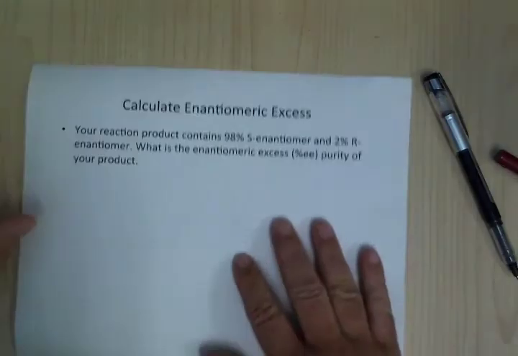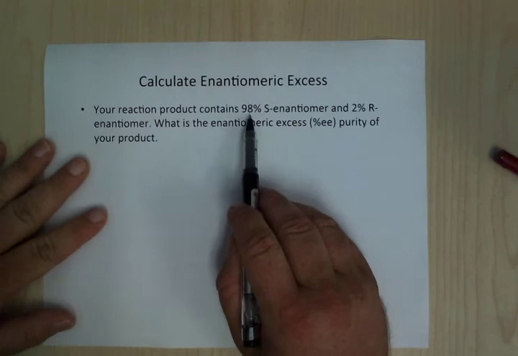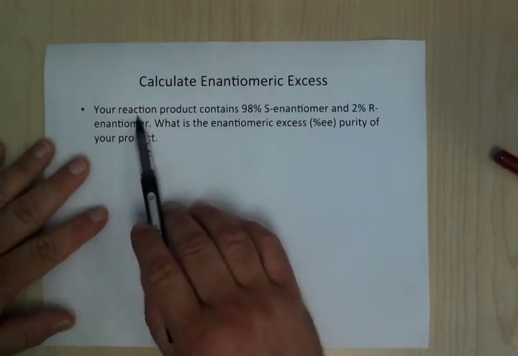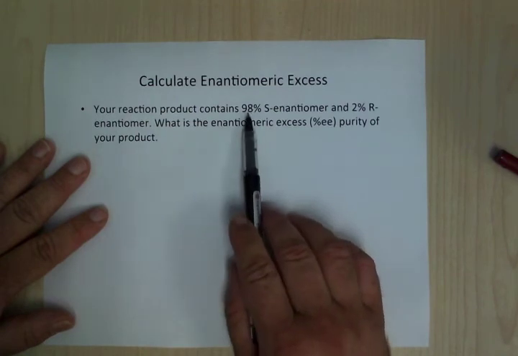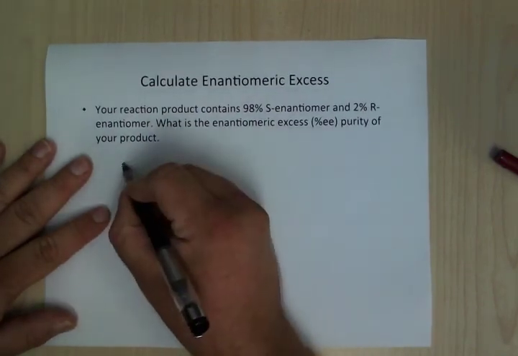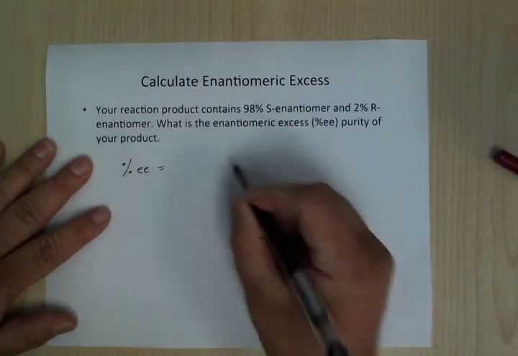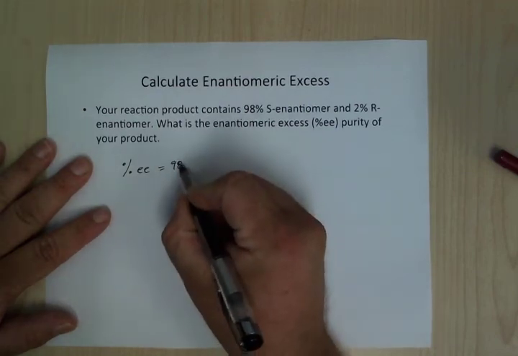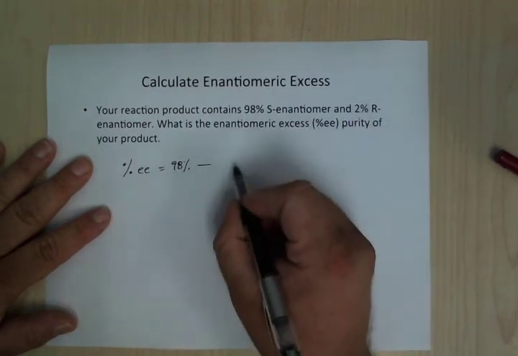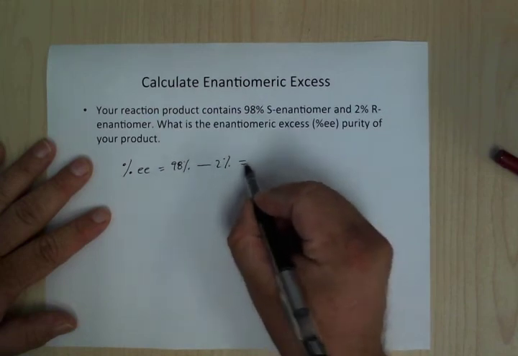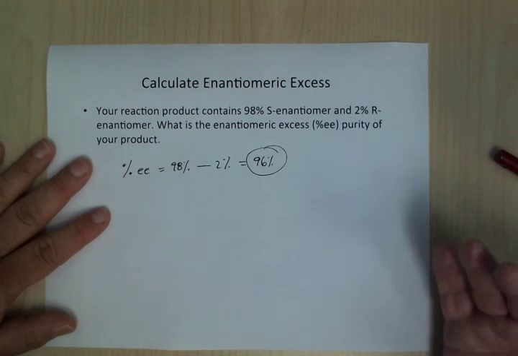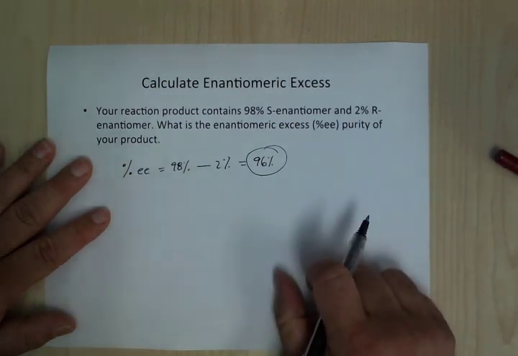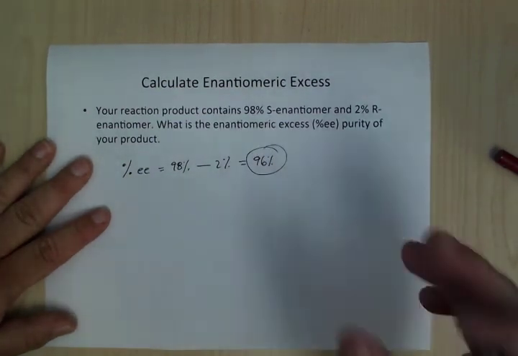Right, so if they ask you next, calculating enantiomeric excess. For this one, percent EE is just the dominant one minus the impurity, right? And so you just subtract them, and so it's 96%. That's it. Not going to get any harder than that.